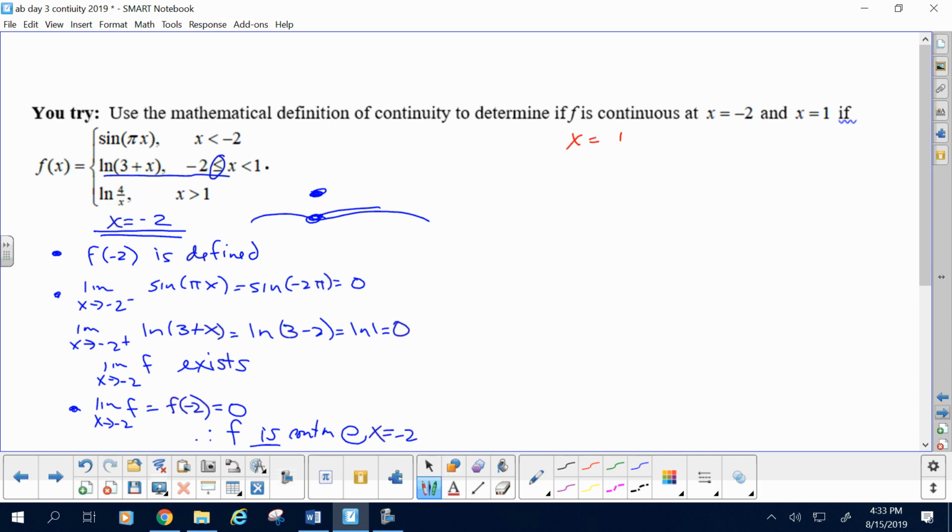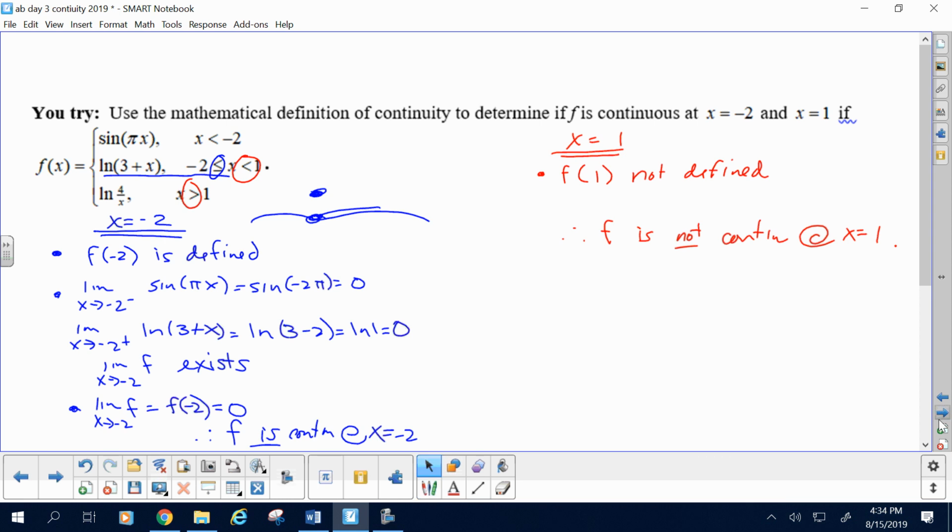All right, x equal 1. First of all, at x equal 1, when you put in 1, does it tell you what to do? Well, this is strictly greater than, this is strictly less than. It never tells you what to do when x is 1. f at 1 is not defined. And therefore, you can stop. f is not continuous at x equal 1. That was easy. Hey, that's good. Okay, so hopefully that went well.